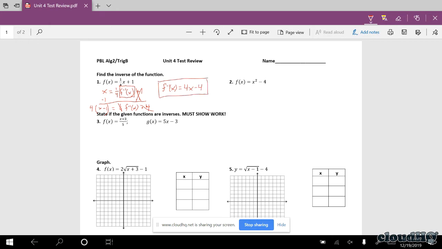Number 2, f of x becomes x becomes f inverse of x. But this time we have to square it. So I'm going to throw in parentheses and square it. And then it says minus 4. That's step 1. To switch the variables. Step 2, solve for f of x. So I would add 4 to both sides.